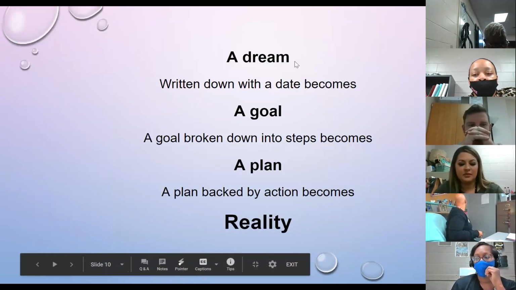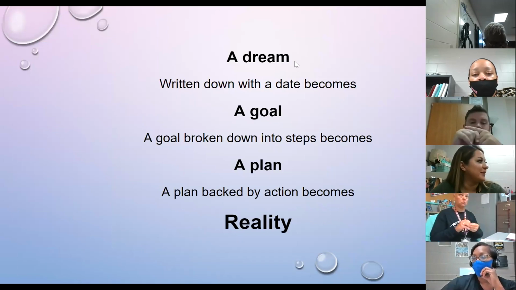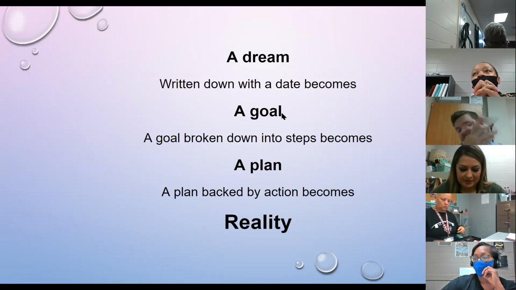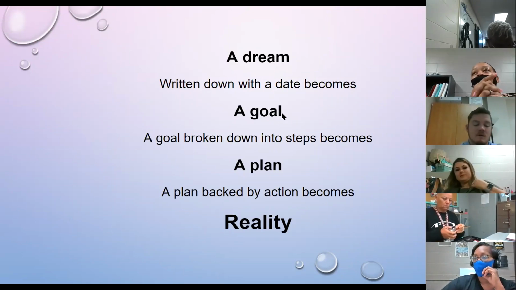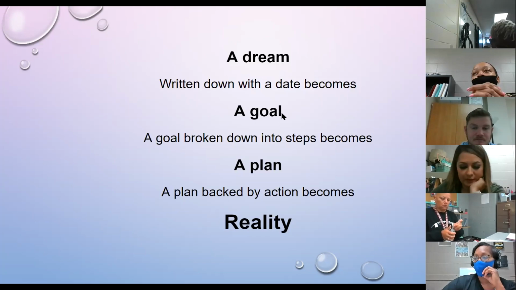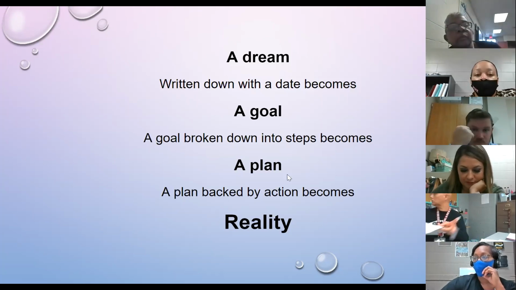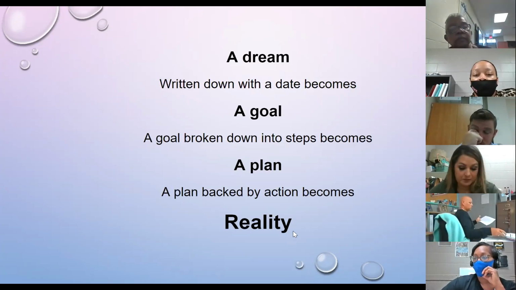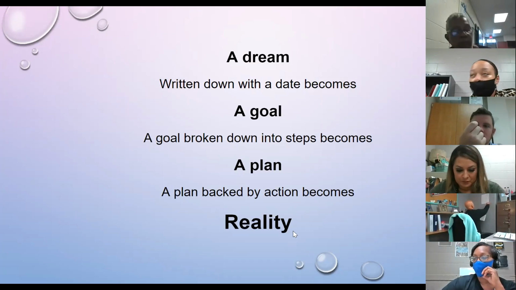So the dream is really what students want to be when they grow up. The goals are those really annoying little post-secondary goals that we write about, and we say, after high school, the student will. The plan is the coordinated set of activities. And the reality is indicator 14, which is where is the student one year after graduation.